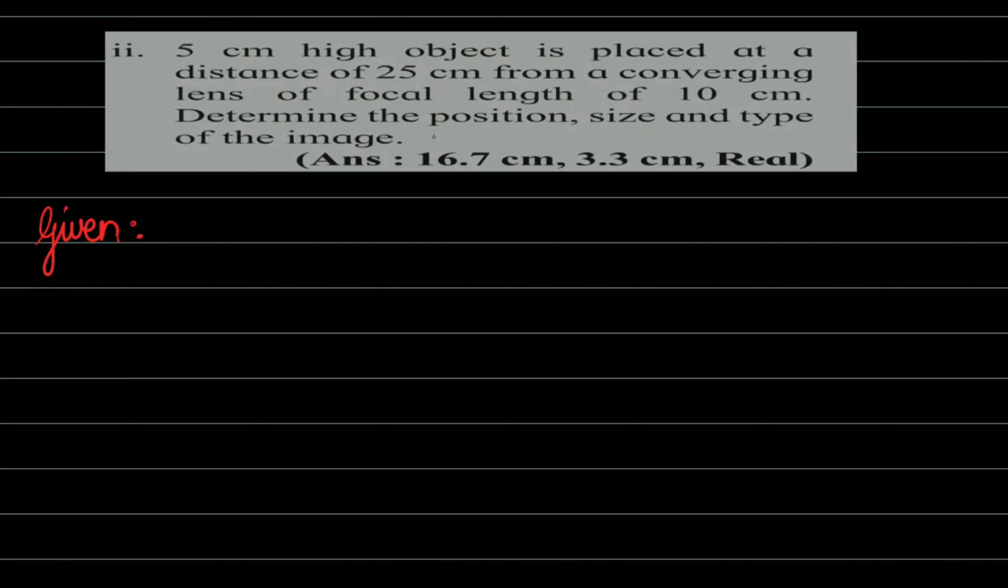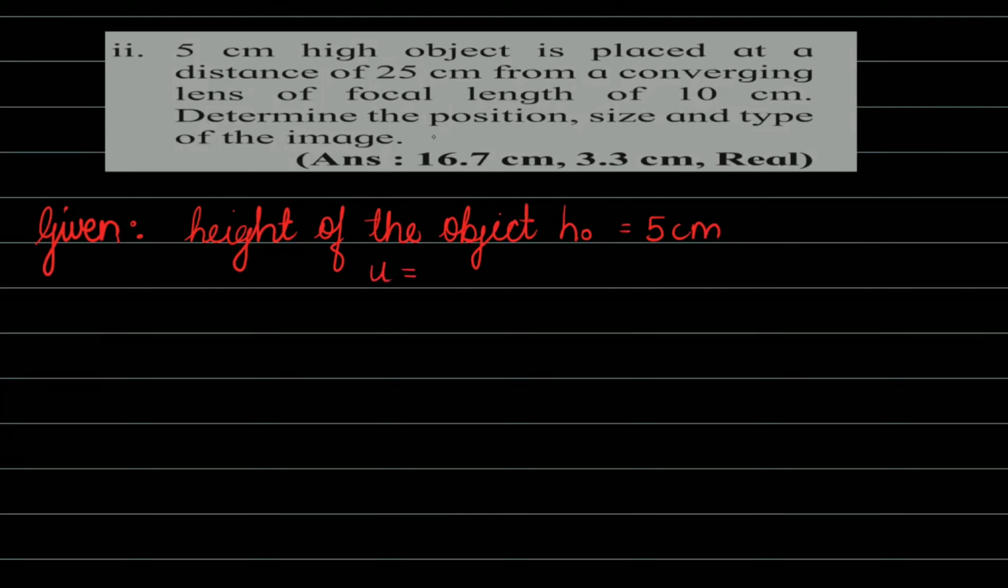So the height of the object, which can be denoted as HO, is given as 5 centimeters. Next, the object distance is around 25 centimeters. Object distance is denoted as U, which is equal to minus 25 centimeters. We know that we write the object distance with a minus sign.